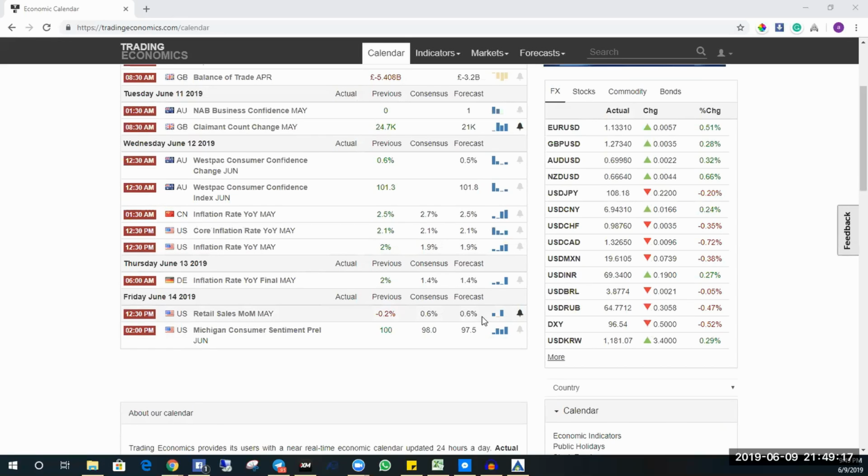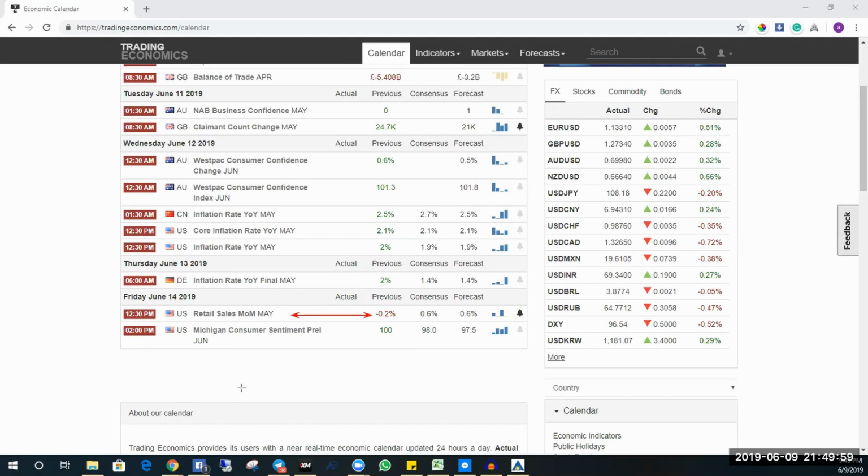On Thursday, inflation rate also. So overall, we are seeing a lot of inflation numbers. The market is seeing a lot of drop in inflation rates amongst most of the major currencies or major countries. You can see Germany also, the inflation rate is expected to drop to 1.4. But on Friday, retail sales month on month for May is expected to increase from negative 0.2% to 0.6%.